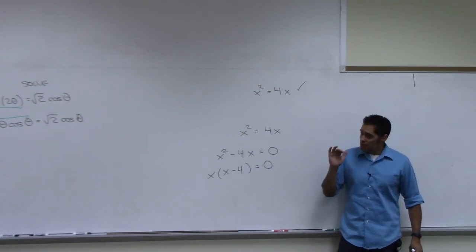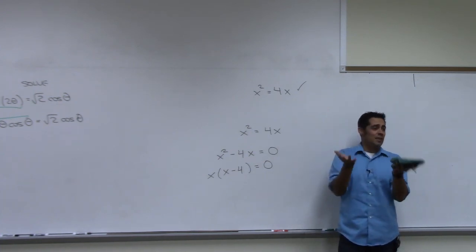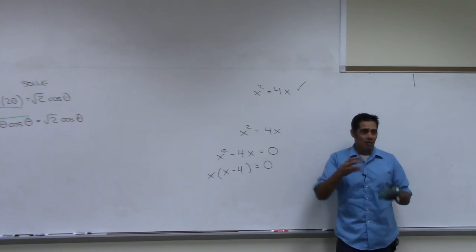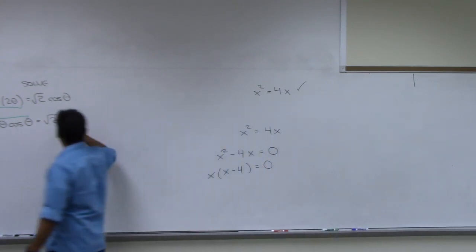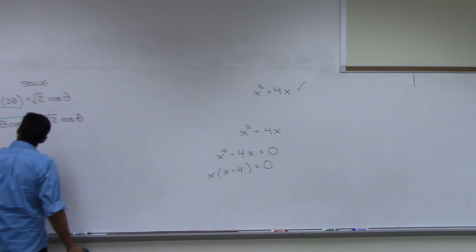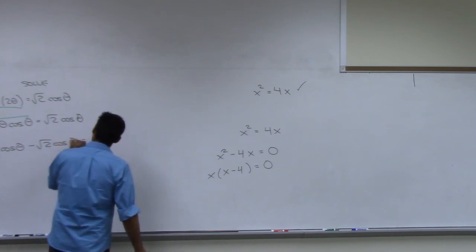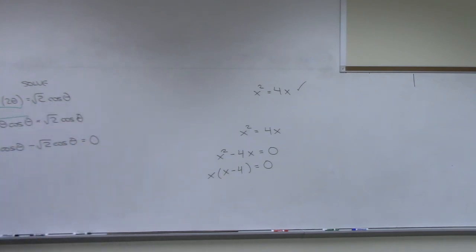There is a major dilemma, problem, danger zone when you divide both sides of an equation by something you cannot control, a variable. And so dividing both sides by cosine theta here, although legitimate, we might lose some answers. So instead, we're going to bring this root 2 cosine theta to the other side. And when I do that, 2 sine theta cosine theta minus root 2 cosine theta equals 0. And now you can factor out the cosine.